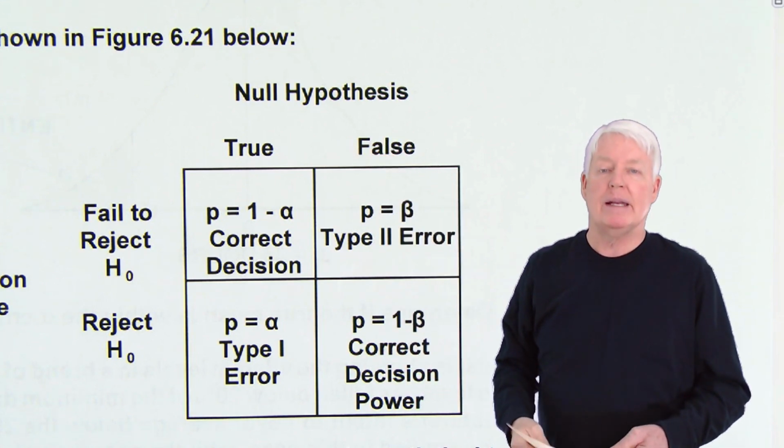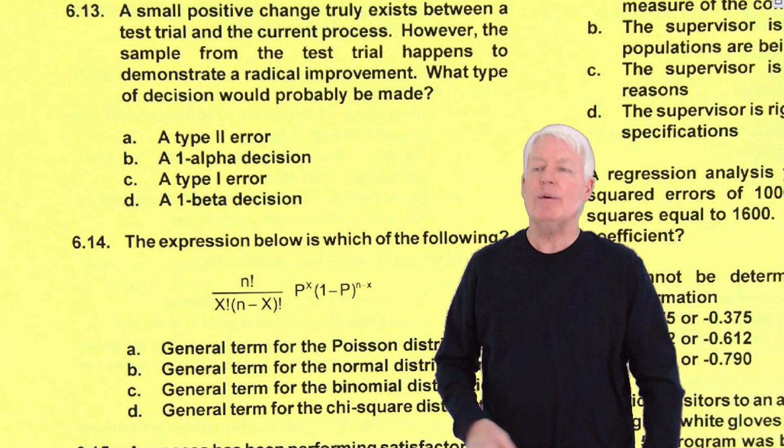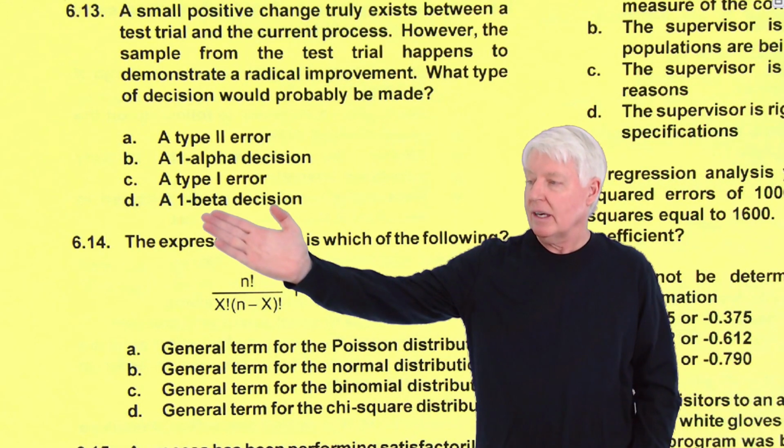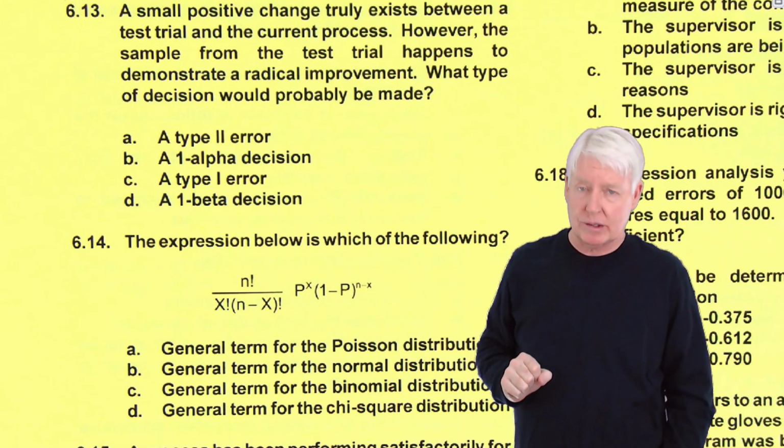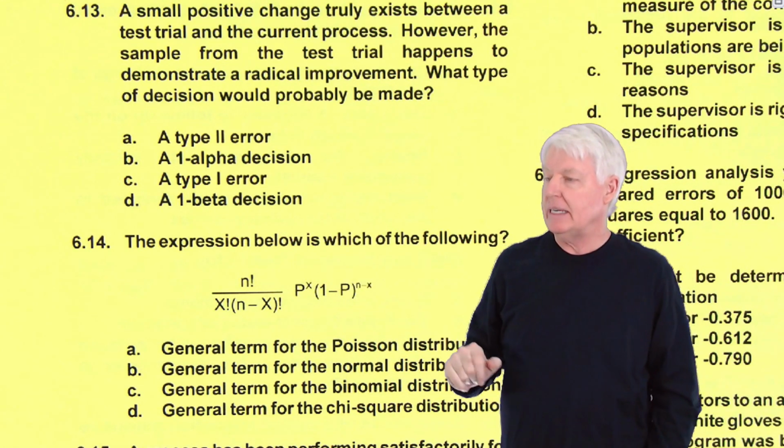Let's return to the yellow pages and review this real quick. So here we are back at the yellow pages, and there it is. A 1 minus beta decision is the correct one, and that's answer D.